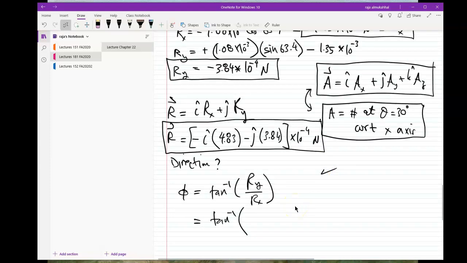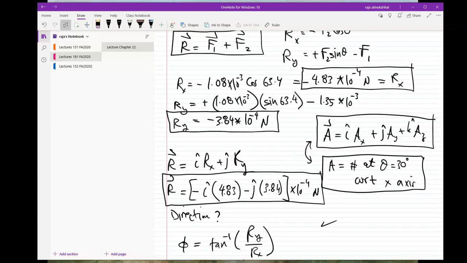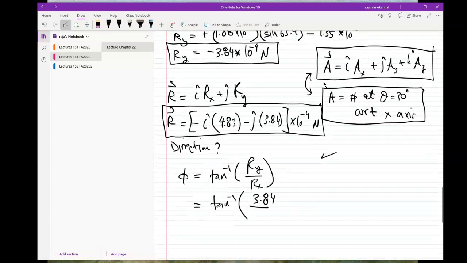The minuses will cancel out. 10 to the negative 4, excuse me, will cancel out. I'm left with 3.84 divided by 4.83 right there. And then, therefore, phi is equal to 38.5 degrees. There we go.